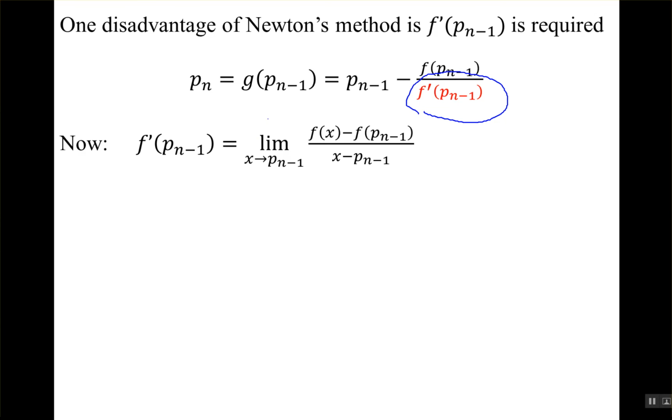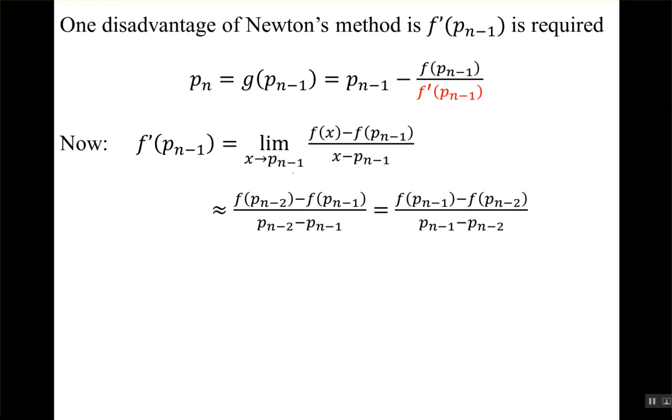And this derivative, according to the definition from calculus, is this. Of course, we can approximate this derivative using the two consecutive approximations. If they're convergent, they should be fairly close, right? So these two values are fairly close, which means this is true. So the derivative at this point Pn-1 will be approximated using this quotient. This is the slope of the secant line passing through the points Pn-2 and Pn-1. That's why we call the new method the secant method.